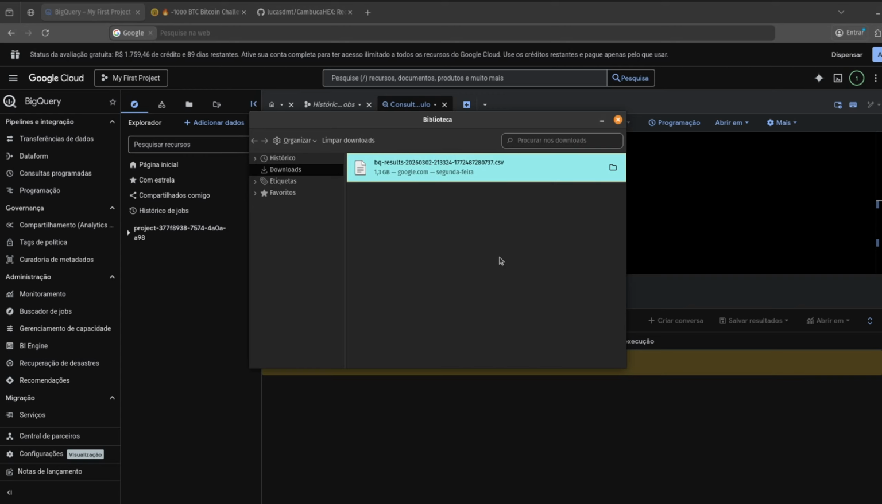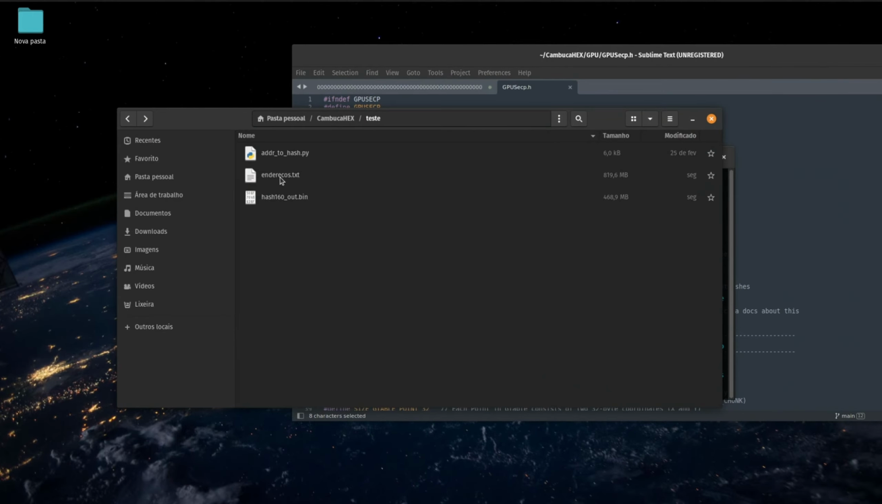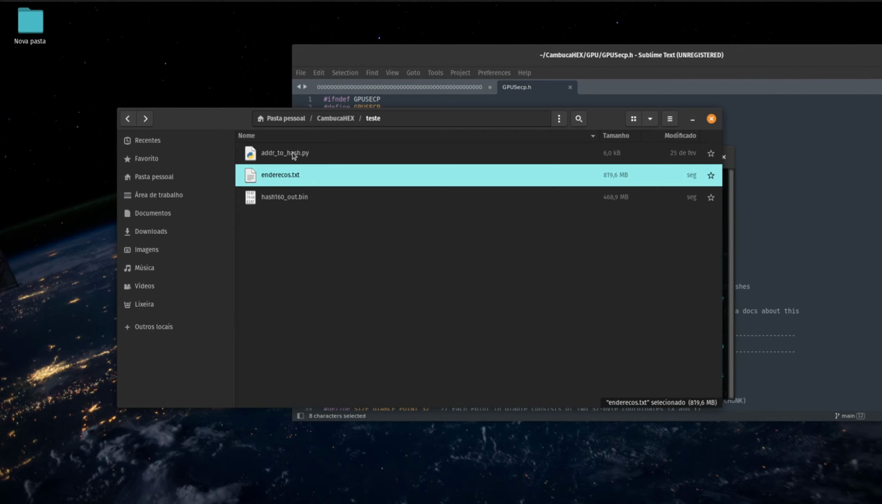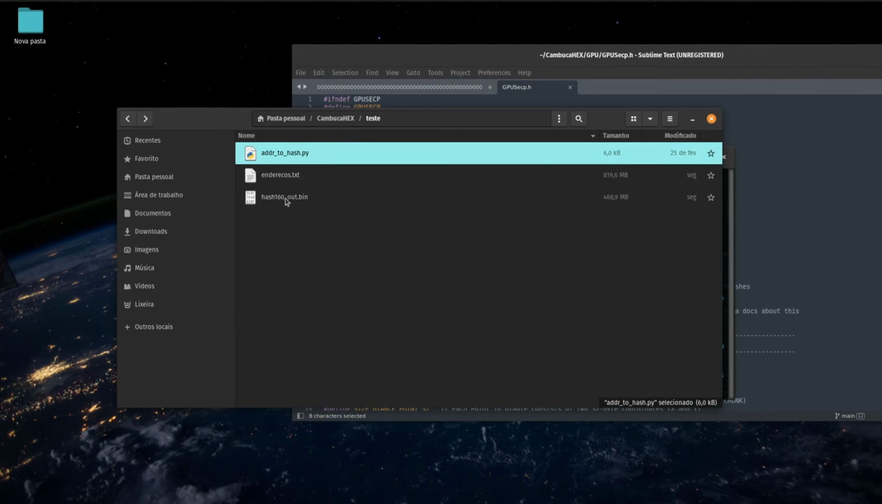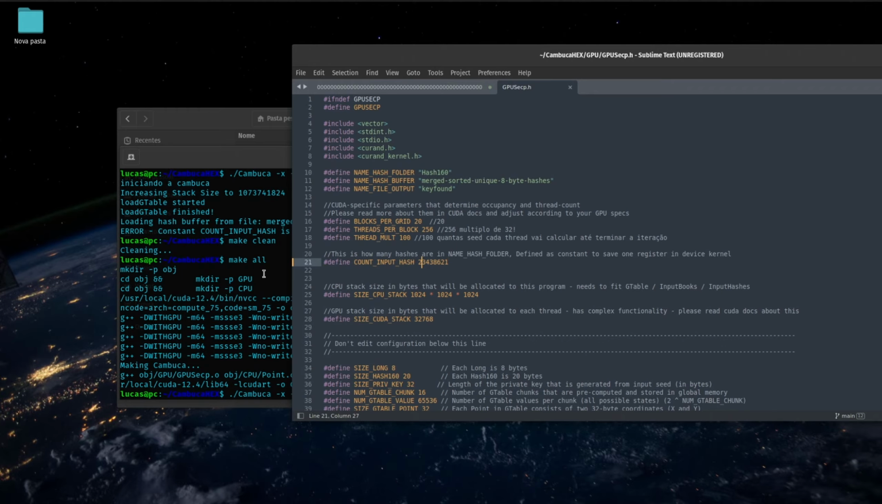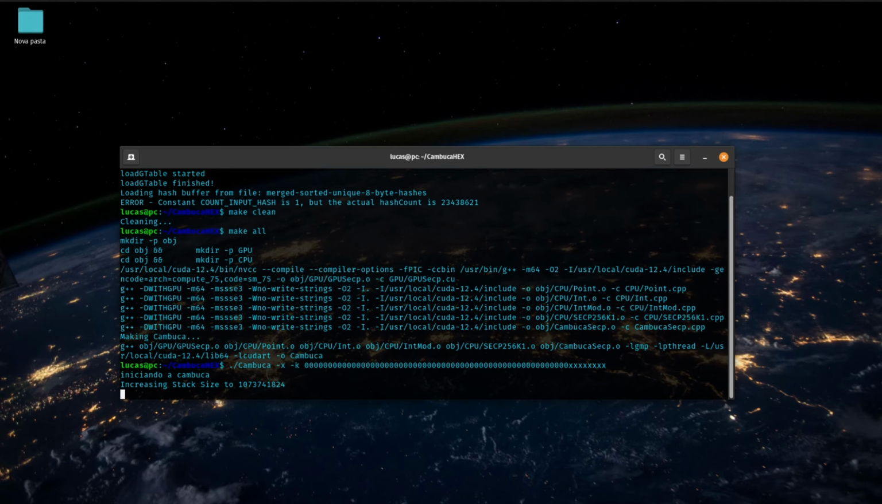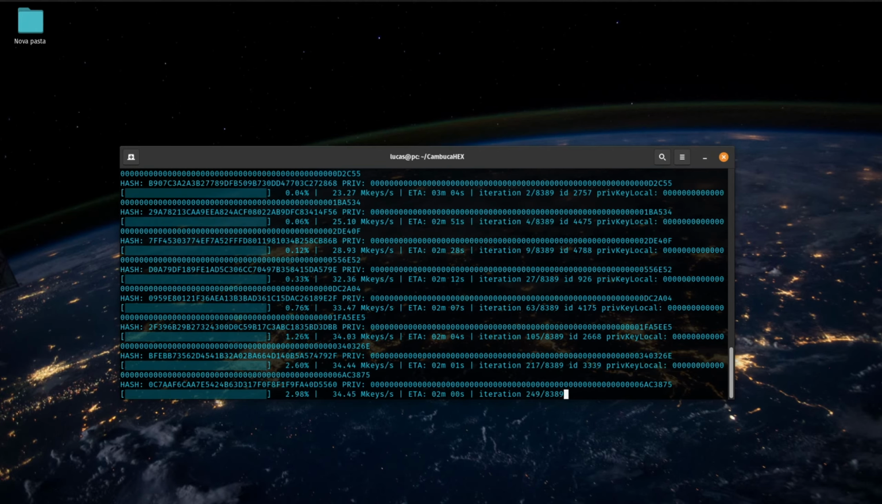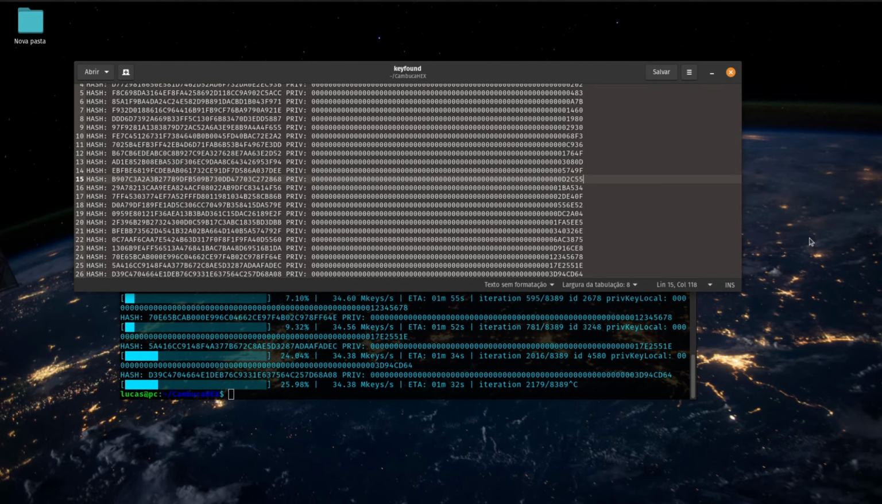Once that was done, it generated a CSV file. I took that CSV file and converted it into a TXT. After that, I executed the Python script, which then generated the hash file. I also needed to make some adjustments to the hash count parameter. It takes a little more time to start up, but it's already finding the puzzle wallets. The private keys are also saved in the keyfound.txt file.